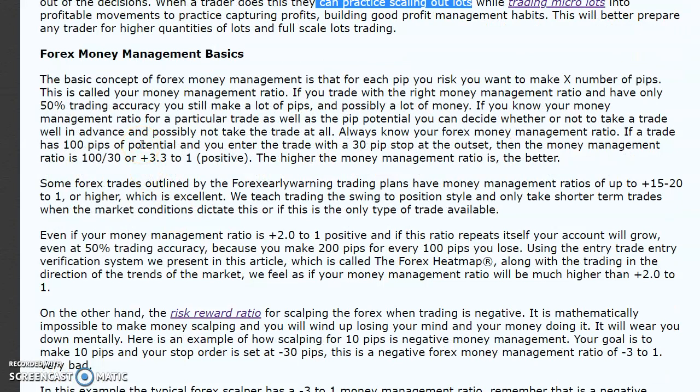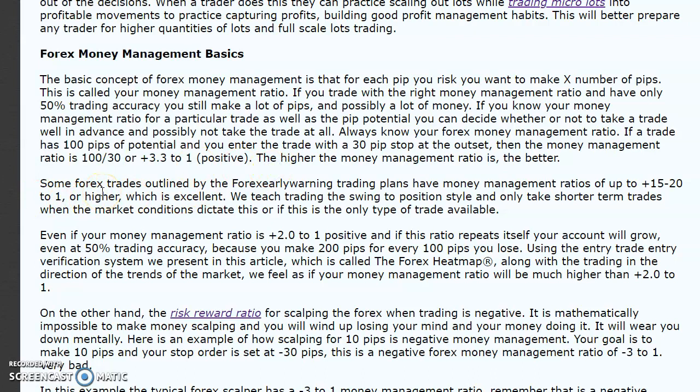So let's talk about some basics of the Forex money management ratio. It's always the number of pips you expect to make versus how many you're willing to put at risk. So if you have a trade that has 100 pips of potential, but you start the trade with a 30 pip stop, you expect to make 3.3 pips for each one you might lose. That's what you're willing to risk.